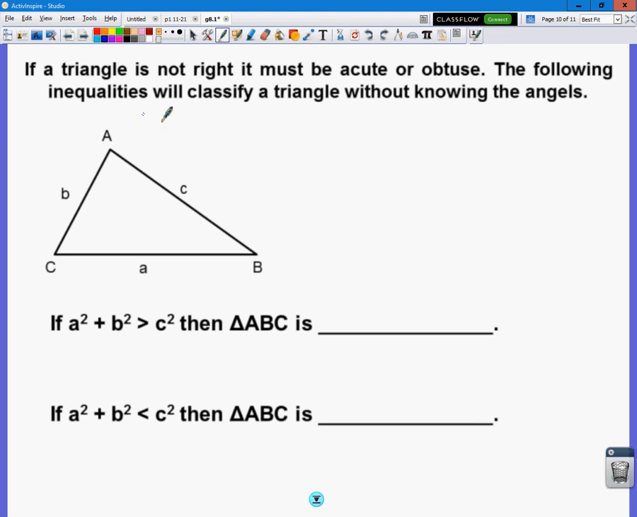If a triangle is not right, in other words, when I plug things in, it doesn't come out the way a right triangle would, it can only be one of two things. It can be acute or it can be obtuse. Okay?